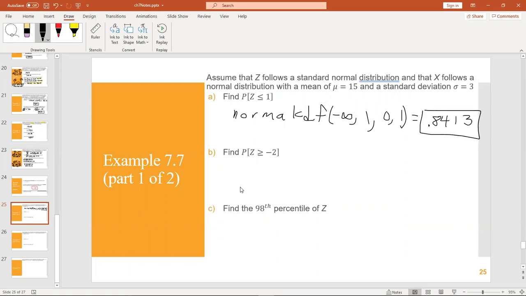Next, they say find it for when z is greater than or equal to -2. So what that means is we're going to do the normal CDF. This time, we want to be bigger than -2. So -2 is as low as it's going to go. We're going to go up as high as we feel like to infinity. And we're still going to use 0 as the mean and 1 as the standard deviation.